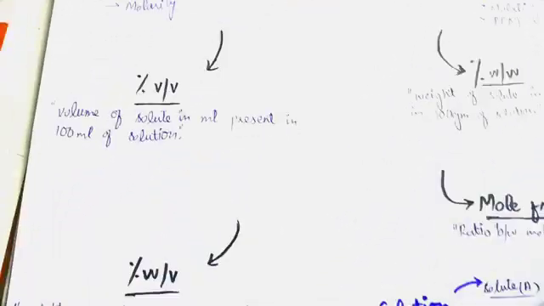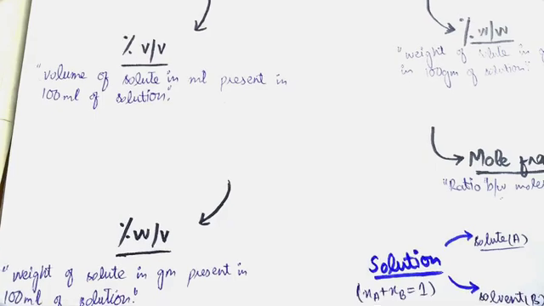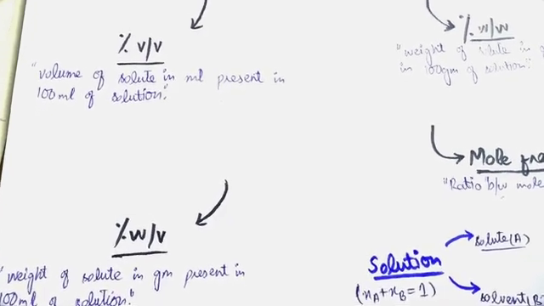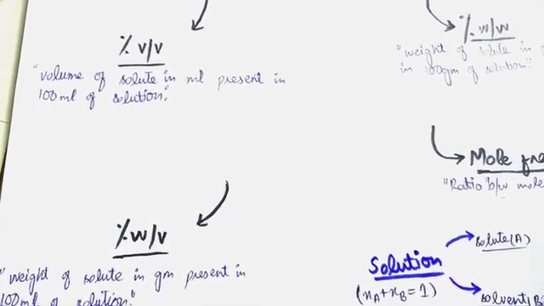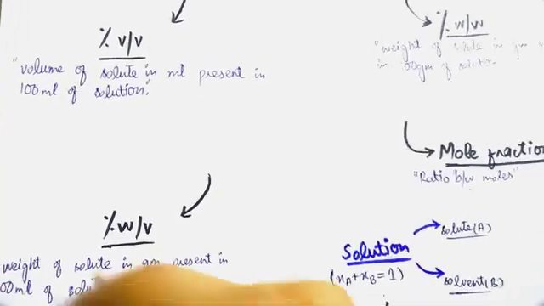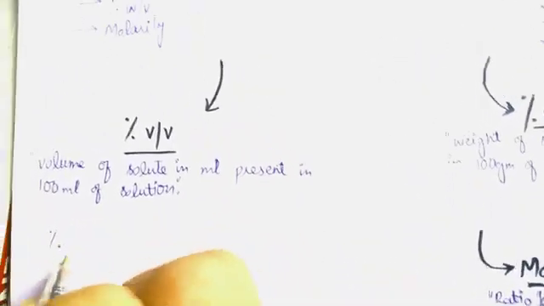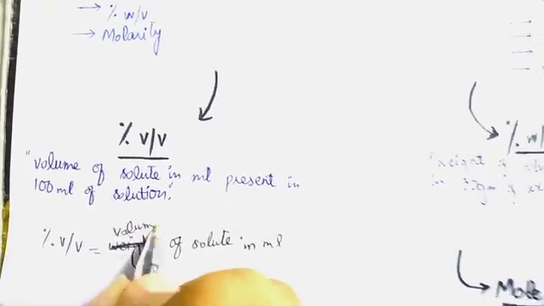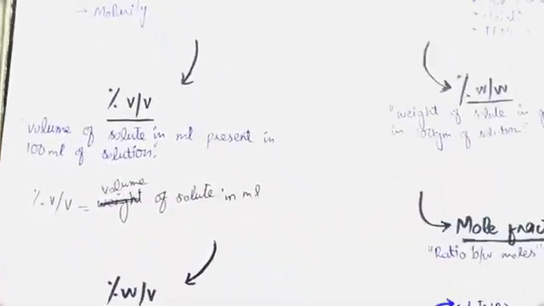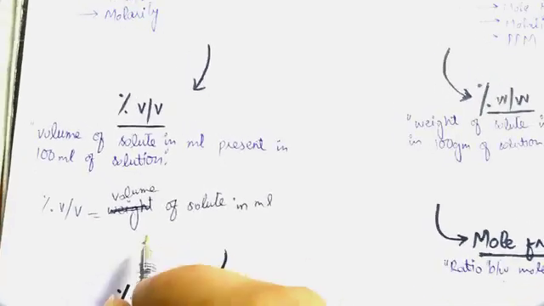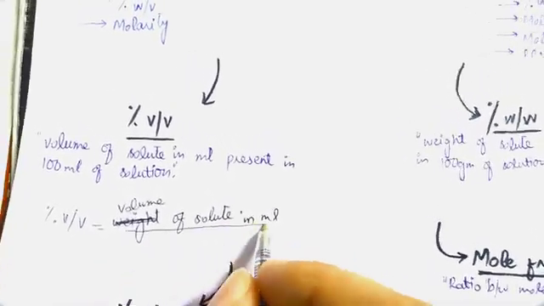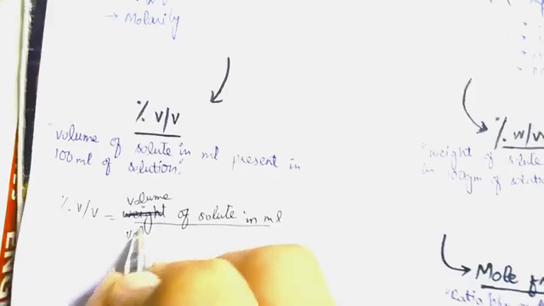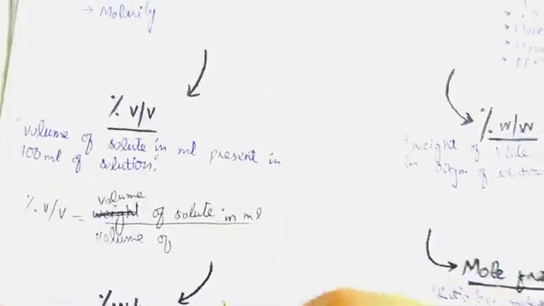First of all is percentage volume by volume. It is defined as the volume of a solute in ml present in 100 ml of solution. The formula is percentage volume by volume equals the volume of the solute in ml divided by the volume of solution in ml, multiplied by 100.